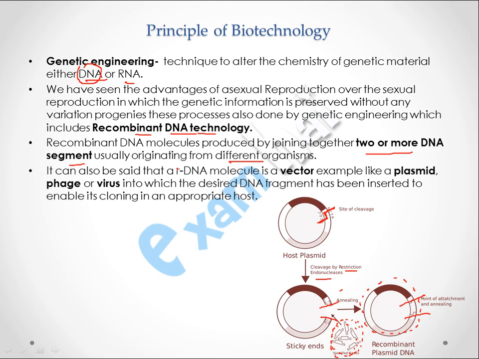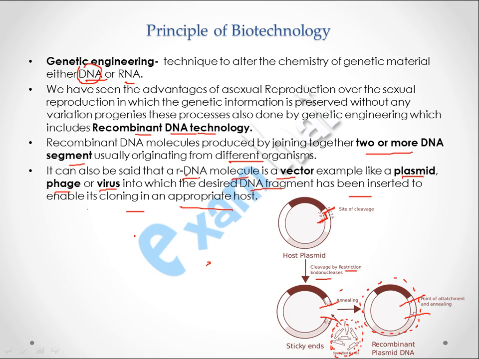So it can also be said that a recombinant DNA or rDNA molecule is a vector, for example a plasmid, phage or virus, into which a desired DNA fragment has been inserted to enable its cloning in an appropriate host. Okay, so these are vectors like plasmids, phages or viruses, in which a desired gene of interest which we require is inserted, and then they are inserted into a host which can produce that gene.